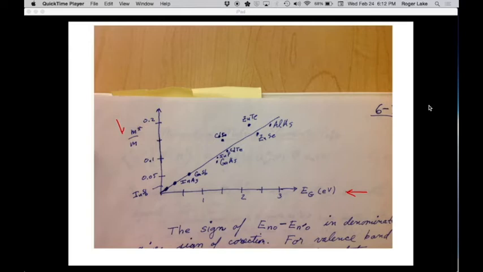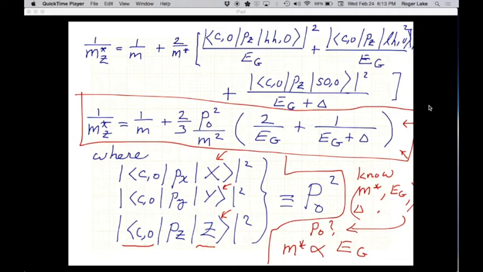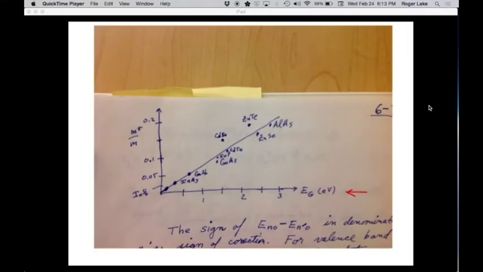That the effective mass goes as the band gap. If you just look at that expression, that is exactly what comes out of this simple expression: you get the effective mass scaling as the band gap.